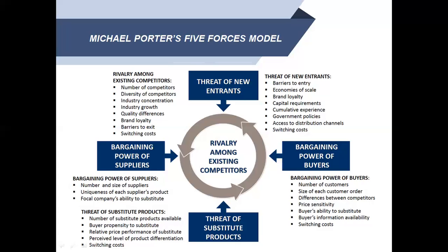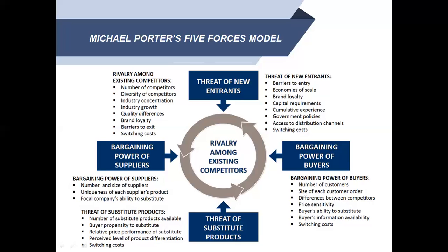Then bargaining power of buyers, like how many customers there are in a particular segment, the size of each customer order, like if they are buying in volumes or buying small volumes, what they are buying. And then differences between competitors, price sensitivity, what kind of price sensitivity the customers have, on the basis of which we can draw if the demand is elastic or inelastic. Then buyer's ability to substitute. Cost of switching undoubtedly plays a very important role.